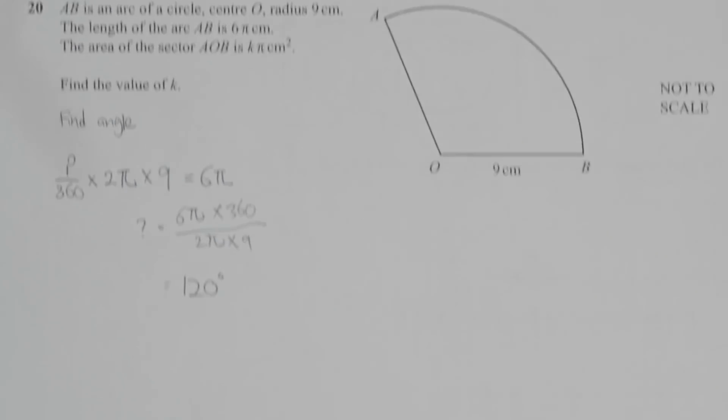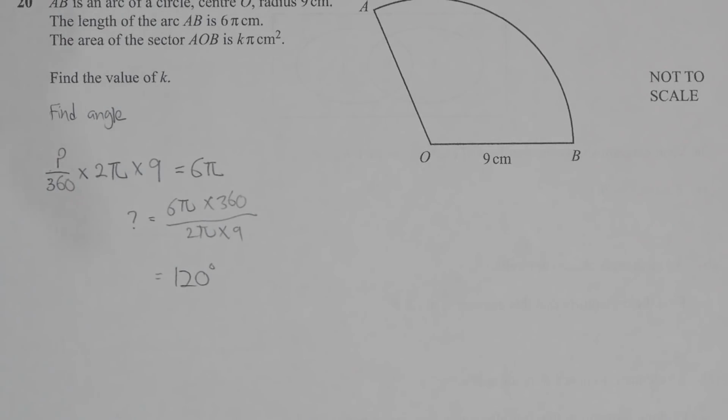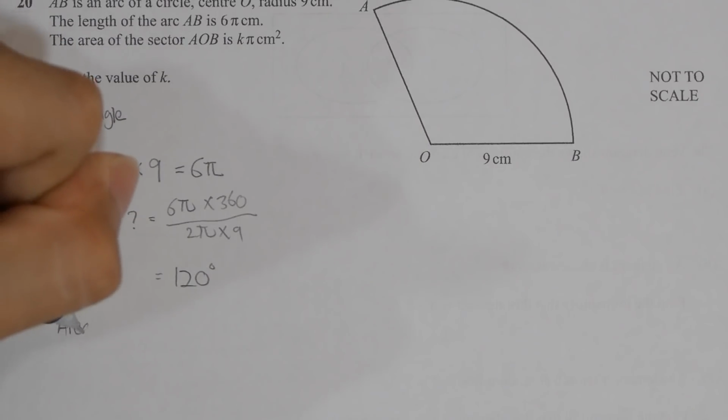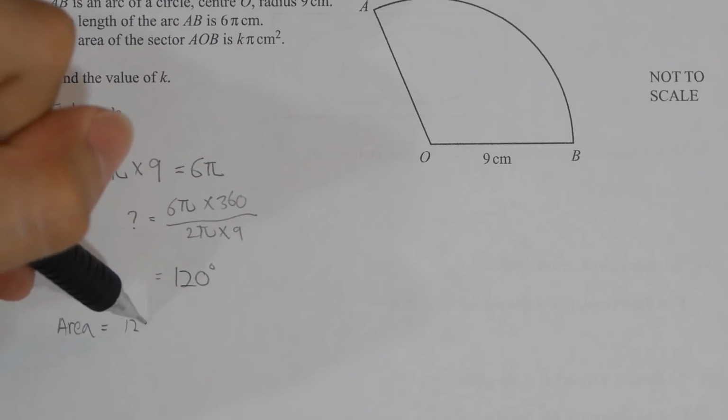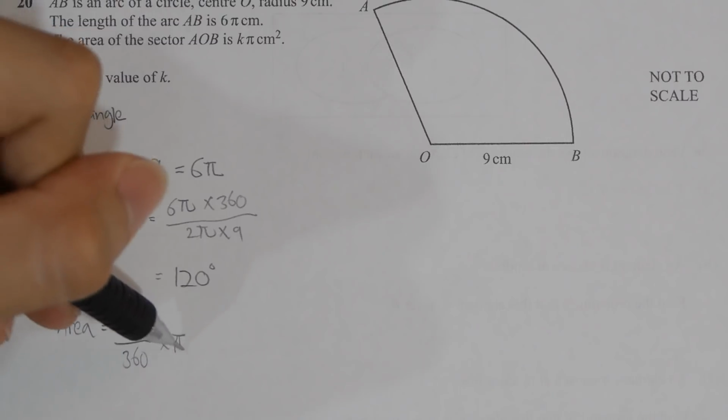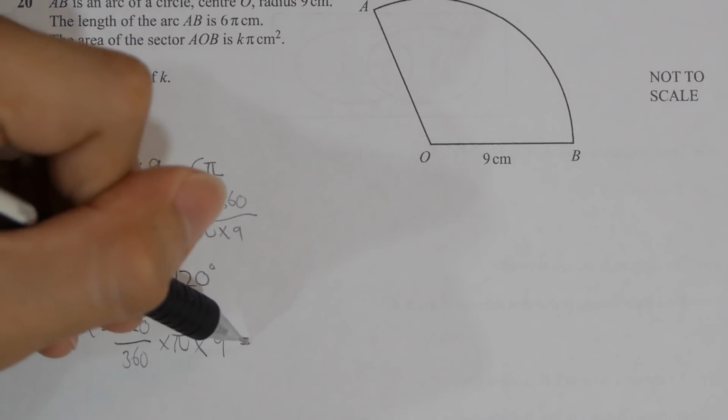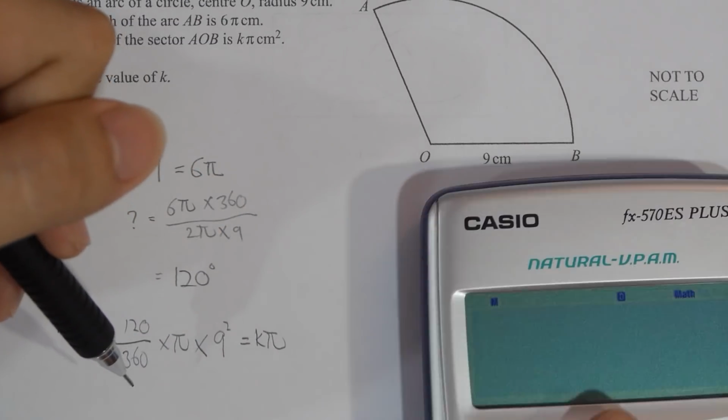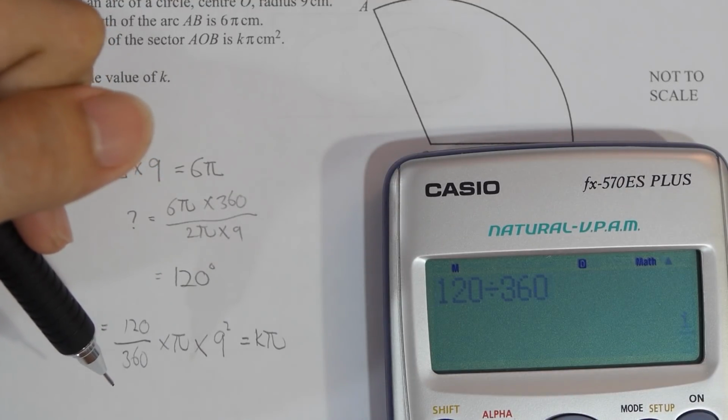Next, you're required to find k's value. By having 120 over 360 times pi times r squared equals k pi, k's final value will actually be 27.